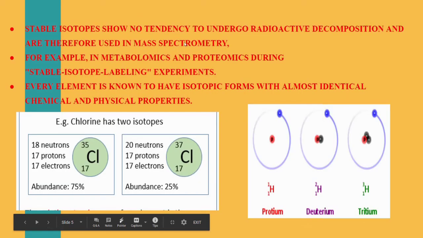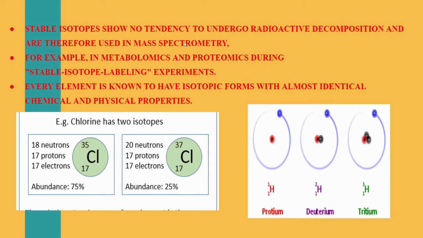And now the stable isotopes, they are already stable. They do not show any tendency to emit radioactive rays and undergo radioactive decay. They are stable. So the application of stable isotopes comes in mass spectrometry, like in metabolomics and proteomics, where these stable isotope labeling experiments are used. And every element is known to have isotopic forms with almost identical chemical and physical properties.